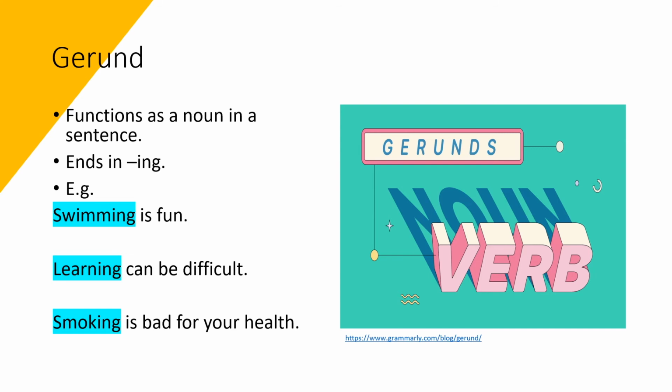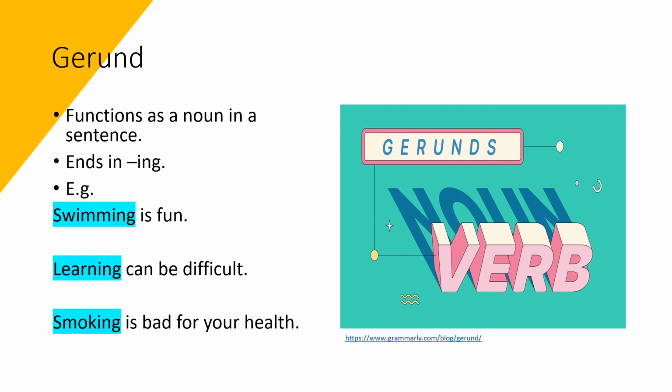Let's look at example 2. Learning can be difficult. Learning is working as a noun in the sentence, although it is a verb. It also ends in ing. If we remove learning from the sentence, it makes no sense. Thus, learning is a gerund.